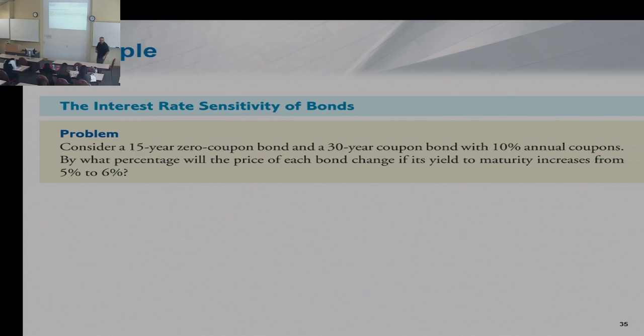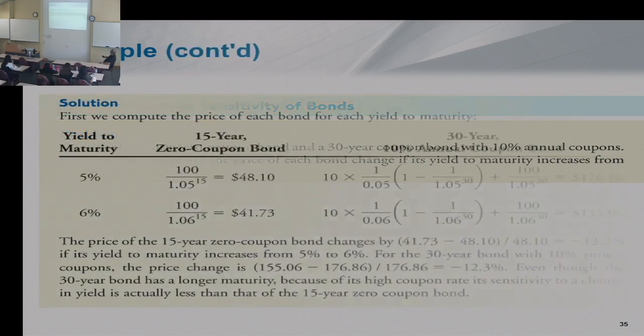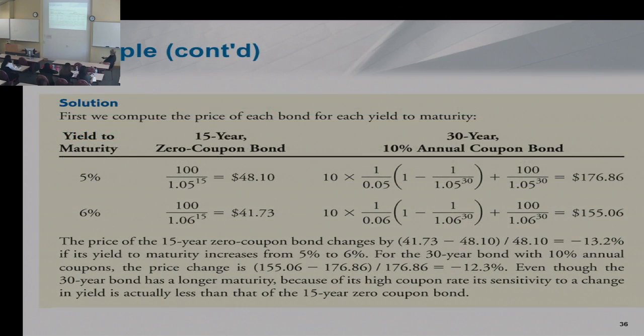Well, you would think the 30-year would. That's logical because it's longer to maturity. If the cash flow is due tomorrow, an interest rate change has little impact. If it's cash flows coming in 30 years, an interest rate change could have a big impact. But let's see what happens here if the rate changes from 5 to 6%.